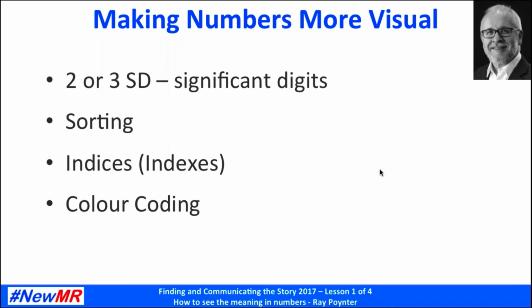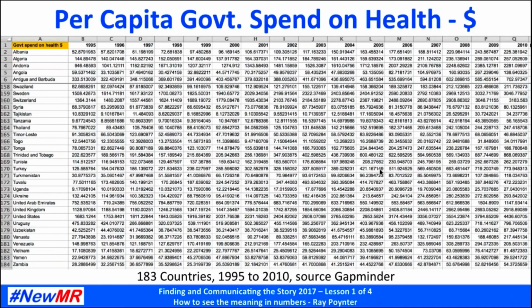Now, I'm going to take you through 4 really simple techniques of making numbers more visual, working around those problems that the Number Sense book was talking about so that we can see more of the message. 2 or 3 significant digits. Significant digits is not the same as decimal places, and I'll show you what they are in a moment. Then using sorting. Sometimes you'll find textbooks talk about diagonalizing, bringing information together so it makes sense, using indices or indexes so that we can do comparisons, and using color to make the numbers jump off the page a little bit easier.